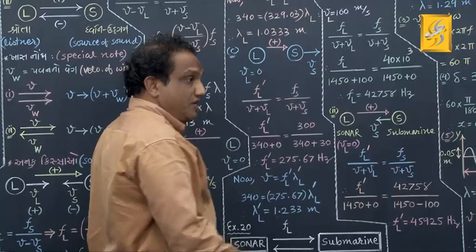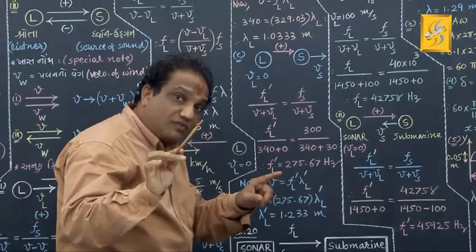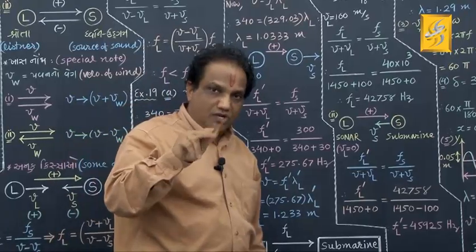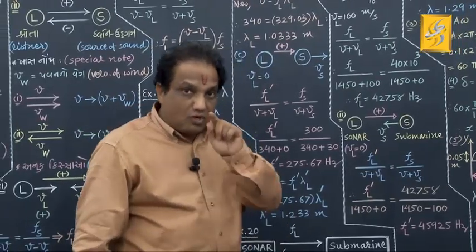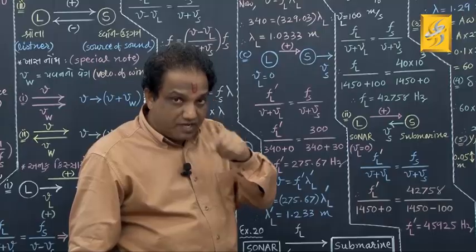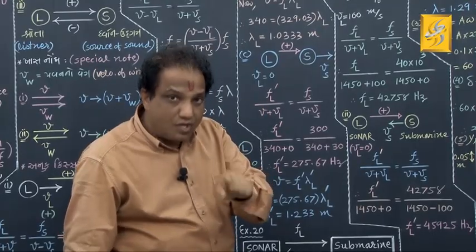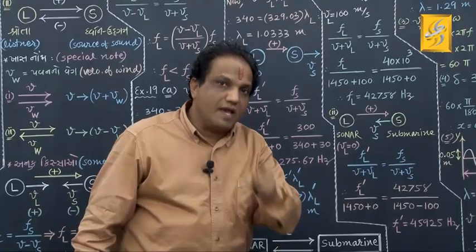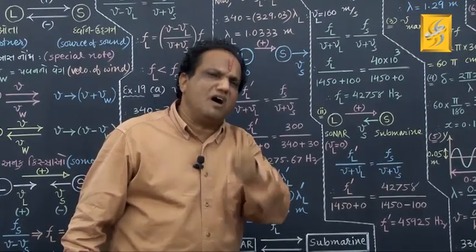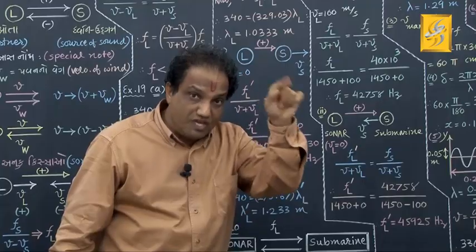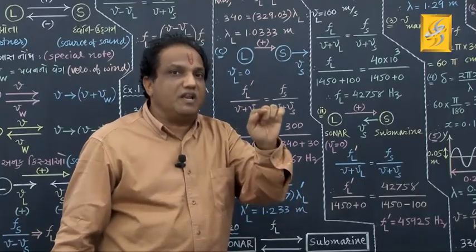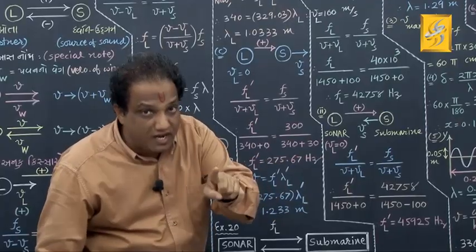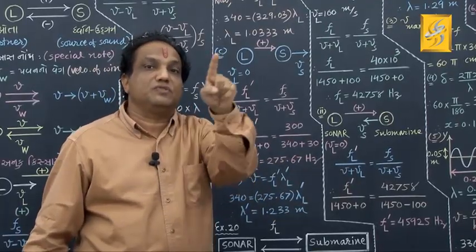The velocity of sound waves in water is greater than the velocity of sound waves in air, because you know V equals under root of E upon rho. Rho, the density of water, is much greater than the density of air, that is true. But so far as the volume elasticity coefficient of water is concerned, as compared to air, it is very large. When E is very large for water, then naturally the velocity of sound waves in water will be very large as compared to the velocity of sound waves in air.